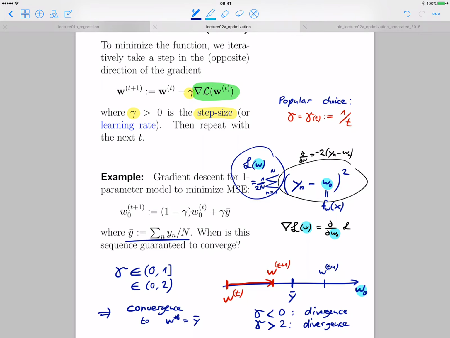So I'll come back to that. Yeah. So this was to say that in this example, things do converge, right?